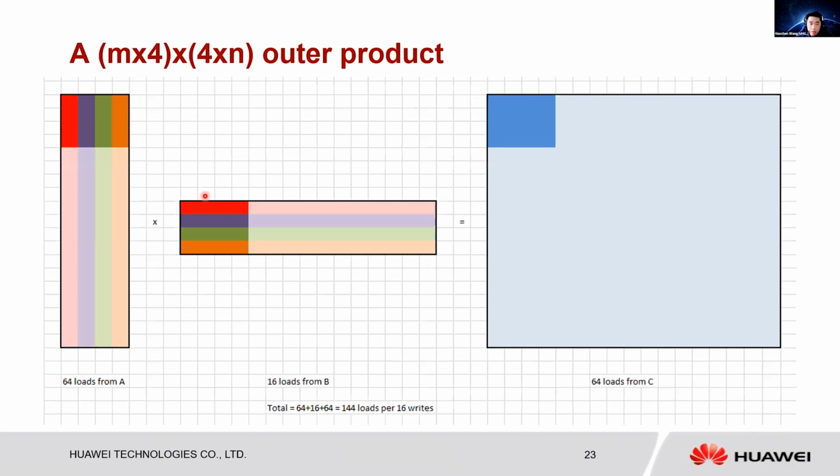And the art is, of course, to use our super fast microcore that loads everything only once, the previous 4x4 microcore. So now let's imagine this m by 4 times 4 by n outer product and just focus on the upper left corner, which is the product of these two little 4x4 corners. In the naive outer product, you have n cubed, which is 4 cubed, 64 loads from A, 64 loads from C, and n squared, 4 squared, 16 loads from B. That tallies up to 144 loads for these 16 writes in this little corner.